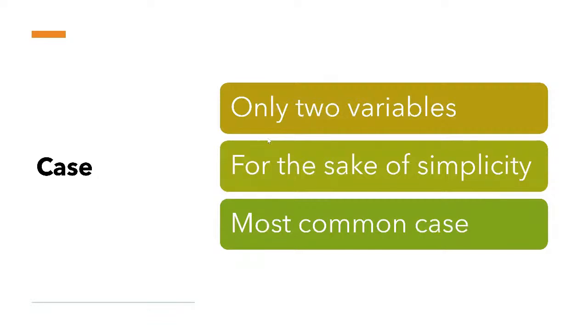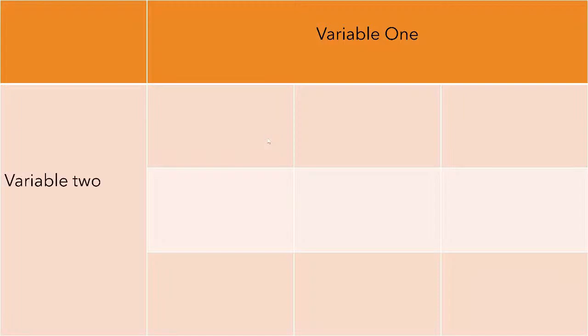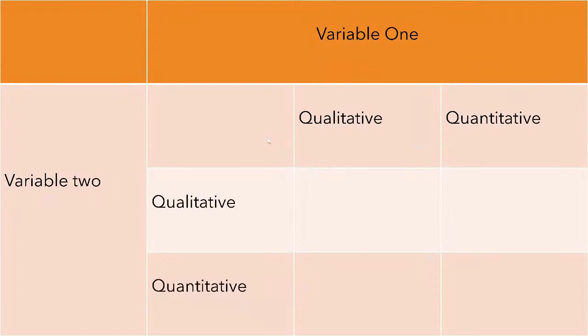So before going into R, I'm going to talk about different scenarios, and I'm going to talk about only two variables, if you want to find out the relationship between two variables. For the sake of simplicity, we're going to talk about some very common cases. So let's assume we have one variable and we have the second variable. In the most common situation, one of the variables will either be a qualitative variable or a quantitative variable, and the same applies for the other variable as well.